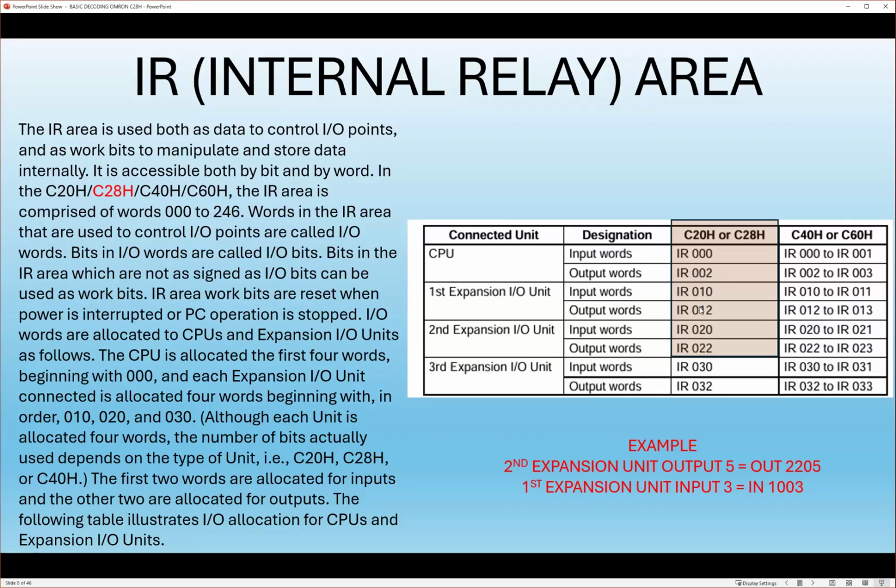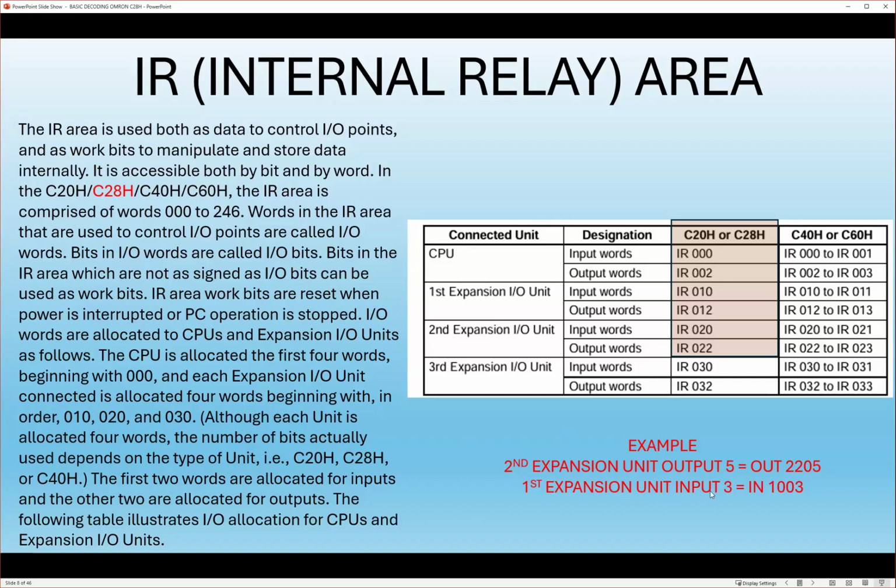And then once we move on to our expansion units, because the one main CPU has all the program in it, we'll start seeing our input words on word 10 on the first and word 20 on the second unit, right? So we have 3 total units to decode and go through. And I can go through this whole thing, but that basically explains the same thing, right? So here's an example I put down here. Second expansion unit output 5 would be out 2205.